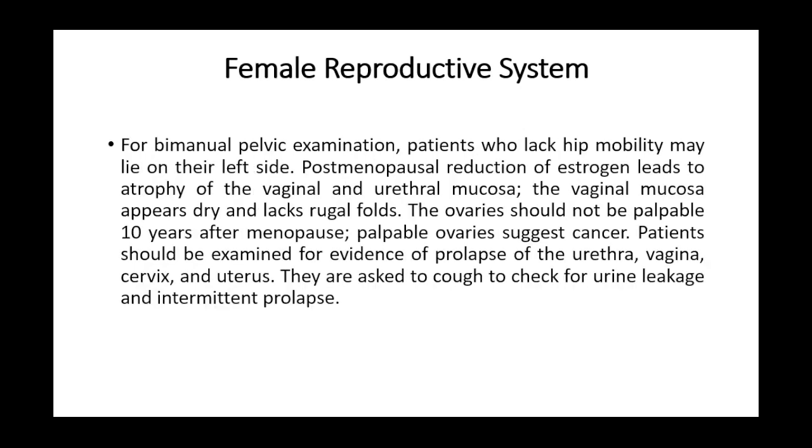For a bimanual pelvic examination, patients who lack hip mobility may lie on their left side. Postmenopausal reduction of estrogen leads to atrophy of vaginal and urethral mucosa. The vaginal mucosa appears dry and lacks rugal folds. The ovaries should not be palpable. Ten years after menopause, palpable ovaries suggest cancer. Patients should be examined for evidence of prolapse of the urethra, vagina, cervix, and uterus. They are asked to cough to check for urine leakage and intermittent prolapse.